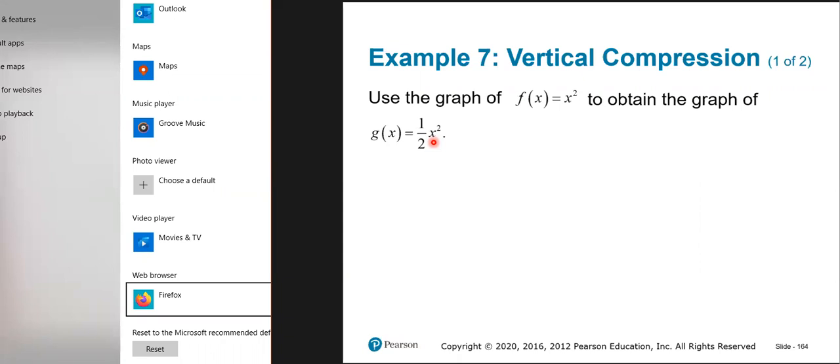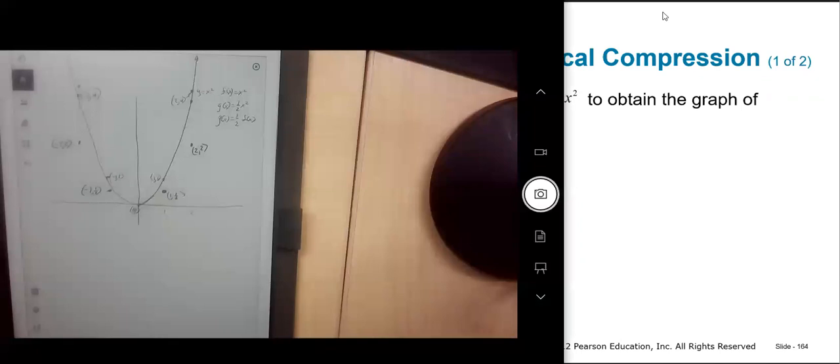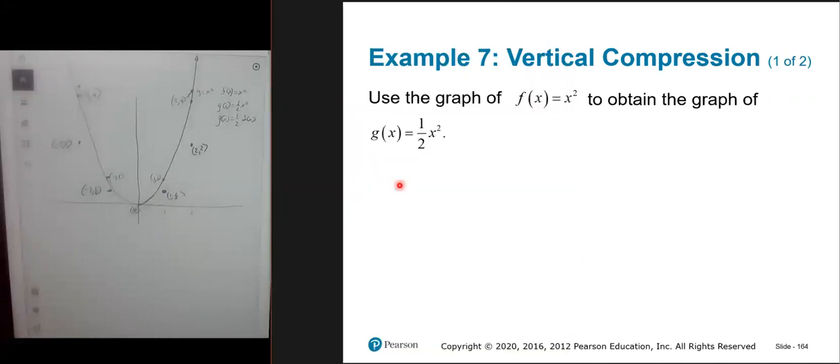The screen just moved. We can only see the PowerPoint. Where is it? There it is. Thank you, sir. Okay, I don't know how that happened. I must have hit something to make it happen.